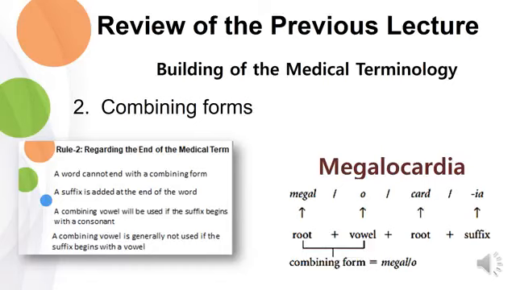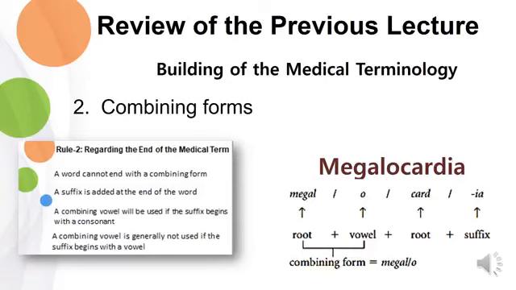The second rule is regarding the end of the medical term. I cannot end my medical term with a combining form. I cannot end my medical term with a root. I have to end my medical term with a suffix. So, a suffix has to be added at the end of the word. A combining vowel will be used if the suffix begins with a consonant, and the combining vowel is generally not used if the suffix begins with a vowel.